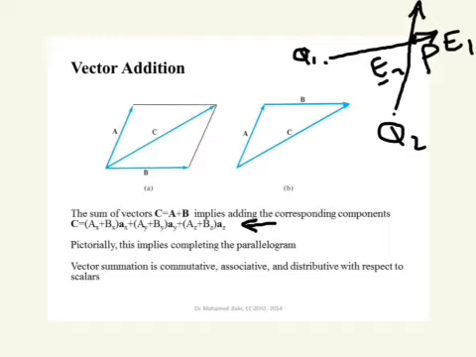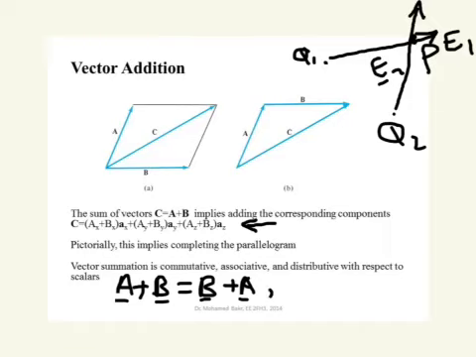We say that vector summation is commutative, associative, and distributive. What do we mean by commutative? Commutative means that if you sum a vector A plus a vector B, and here I put a bar underneath to indicate a vector, this is equal to B plus A. So the order doesn't matter.